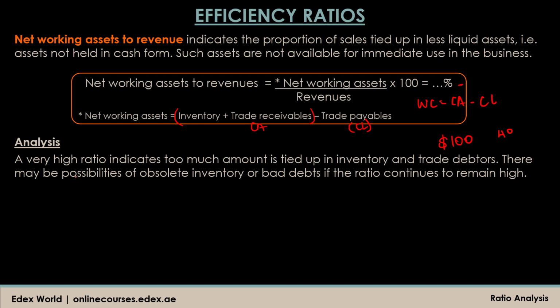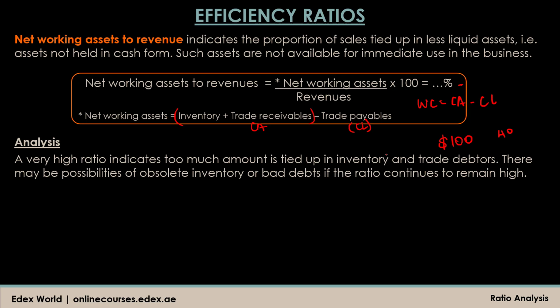So we can say that a very high ratio indicates that a lot of money is stuck or tied up in the net working assets, and hence it's not a very favorable situation. We want the assets of the business to be as free as possible. If most of the assets of the business are in liquid form, in cash form, then the business can use them as and when an opportunity arises.